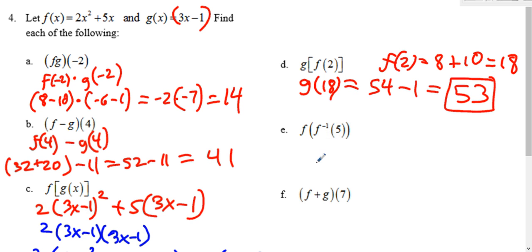F of f inverse. You don't need to go through and find out what f inverse is, because you know that whatever happens with a function and its inverse, the inputs and outputs switch. So if we plug in 5, we get some output. We'll plug that output into f, and we get the original 5 again. Functions and their inverse always just cancel out. The input is what you get.